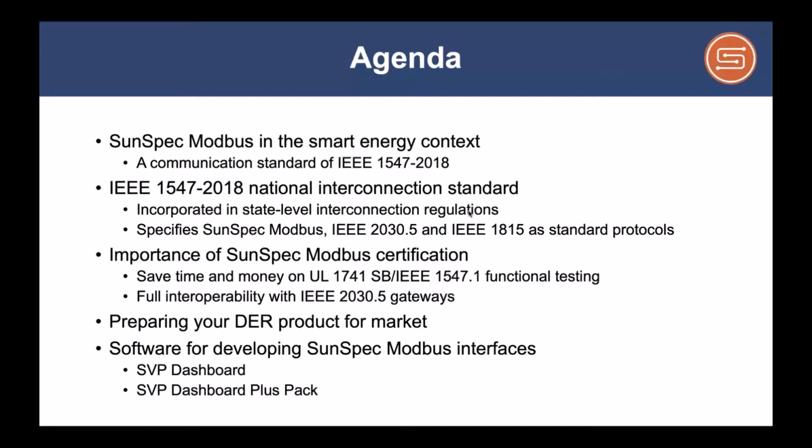specifically if you are manufacturing a power conversion device or a system, because it will save you time and money as you go through functional certification under the UL 1741 SB and IEEE 1547.1 functional testing regime. So in other words, once you get to that functional testing stage, you want to make sure that you're not tripping over communication issues that may crop up.